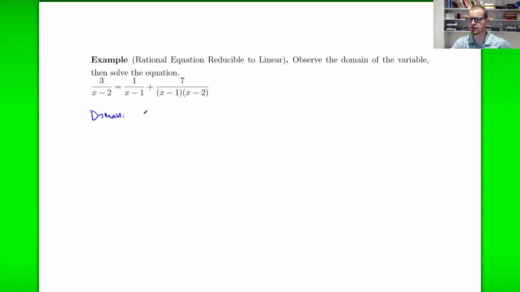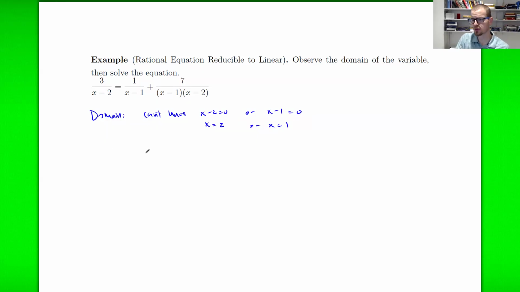Rather, what I want to do is simply say, I can't have x minus 2 being equal to 0 or x minus 1 being equal to 0. X minus 2 being equal to 0 would make the denominator 0 here, or it would make the denominator 0 here. Similarly, for x minus 1, we would have a denominator of 0 and a denominator of 0. So we can't have those situations. That gives us x being equal to 2 or x being equal to 1. So when we solve this equation, if we find that x is equal to 1 is a solution, we say, oh, no, that's an extraneous solution. It's actually not possible.